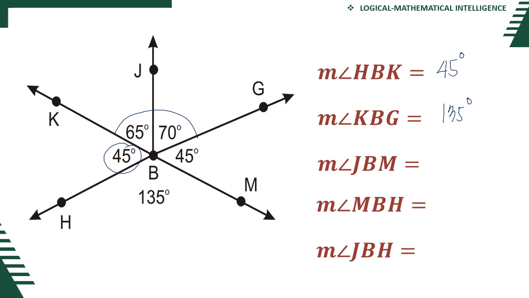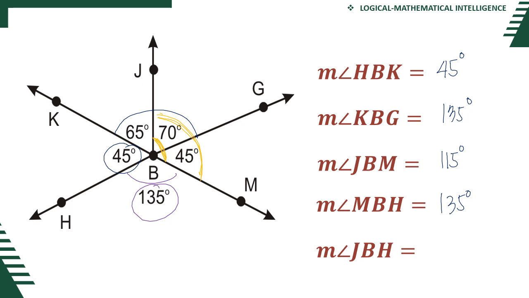Next, we have JBM. So this time, we are referring to this angle. So that means you're just going to add up 70 and 45. That would be 115 degrees. Okay, moving on. Let's proceed to MBH. Where is MBH? Now this one. So basically, we do have 135 degrees.